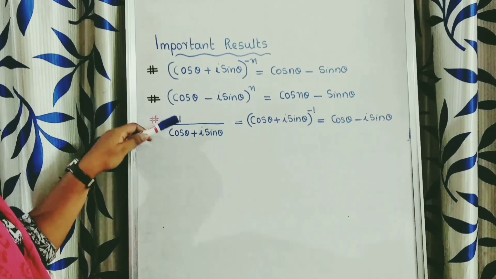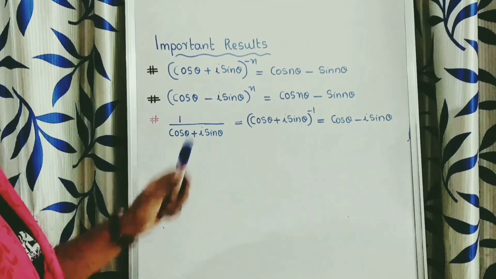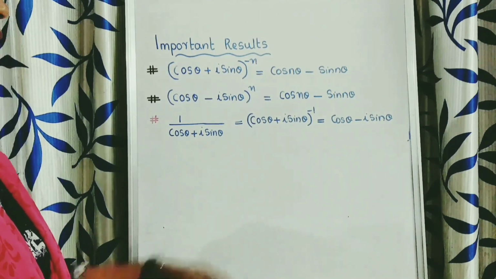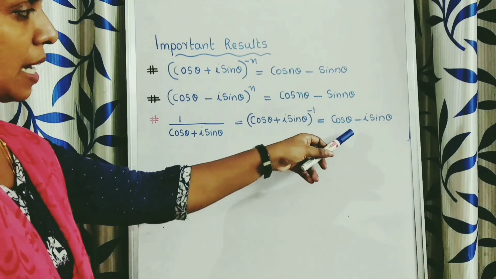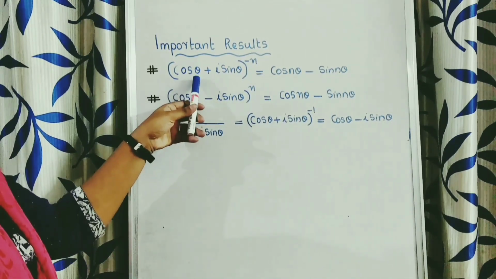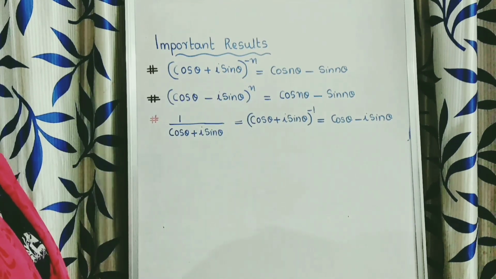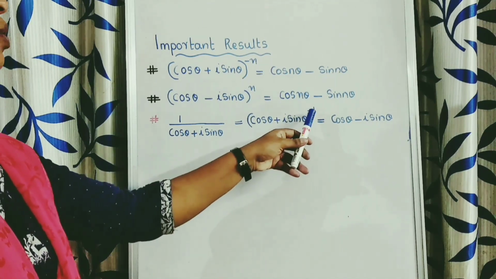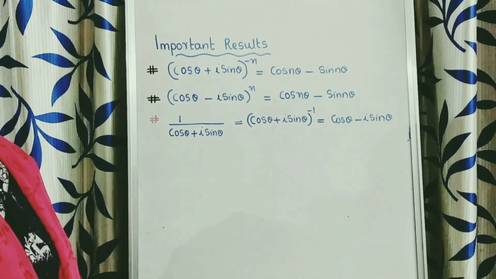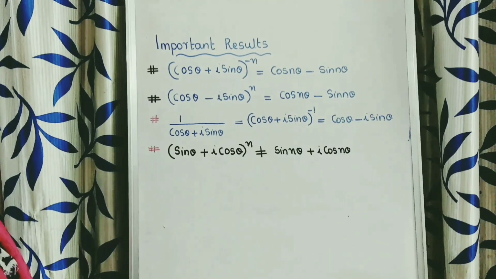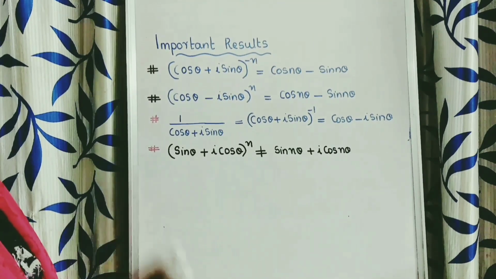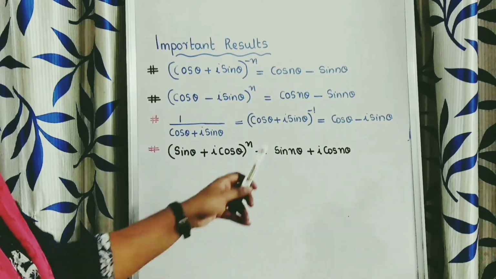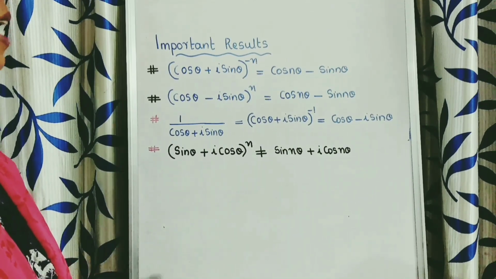Next one is 1 by (cos theta plus i sin theta). We can write it as (cos theta plus i sin theta) whole raised to minus 1. That is equal to, using this result, (cos theta plus i sin theta) whole raised to minus n is equal to cos n theta minus i sin n theta. Here n is equal to minus 1, we can write cos theta minus i sin theta. Next result is (sin theta plus i cos theta) whole raised to n is not equal to sin n theta plus i cos n theta.